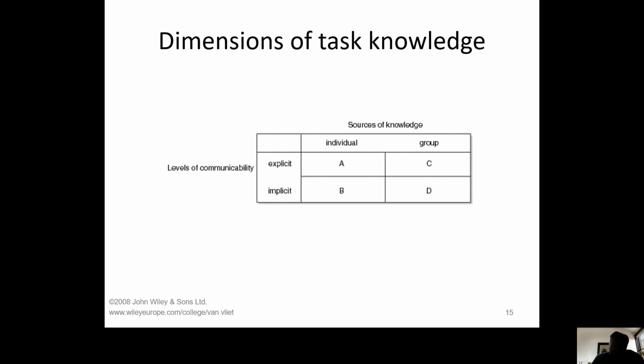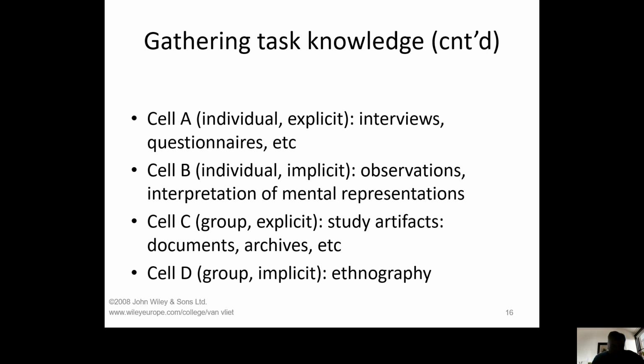And also, is it individual or group? Is this just for one person? Is this just your phone, an app for you? Or is this more of a group, like my map is for the entire student body? So you have these four cells, A, B, C, D. Okay, I want to show you something really quick here. If I look at cell A, which is individual and explicit, that means there's one person. What is the best way to gather knowledge, or gather information? It's a lot of interviews and questionnaires, because it's one-on-one.